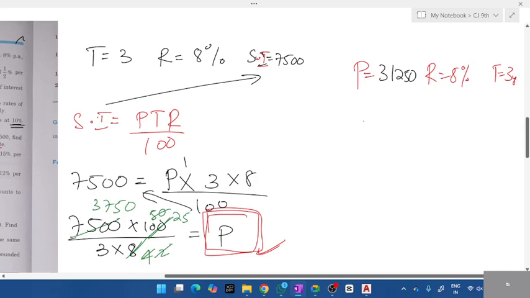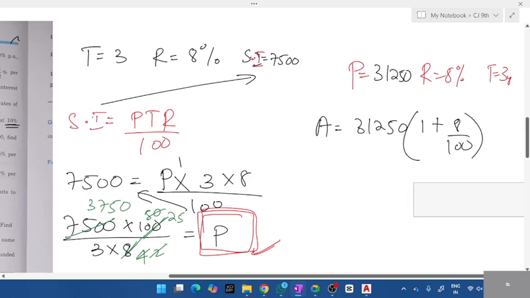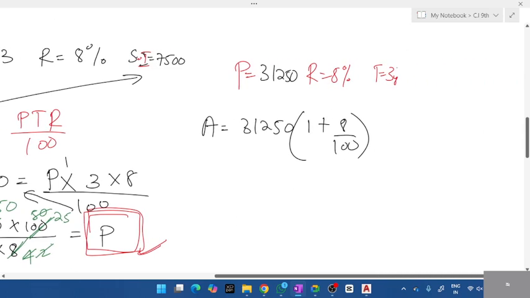Now, according to the question, you have to calculate compound interest. So which one is easy, students? Formula or year by year? With the formula, within one step you get the answer, right? Yeah, formula. So what is the formula? Amount is equal to principal 31,250 into 1 plus rate by 100. How many times do you have to multiply this? What's the time period given? Thrice. 1 plus 8 by 100, 1 plus 8 by 100, 1 plus 8 by 100.